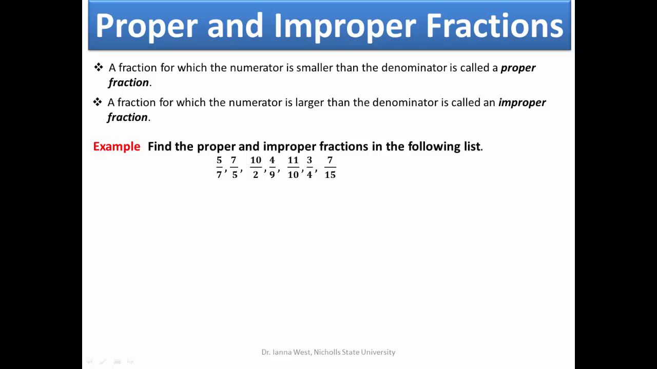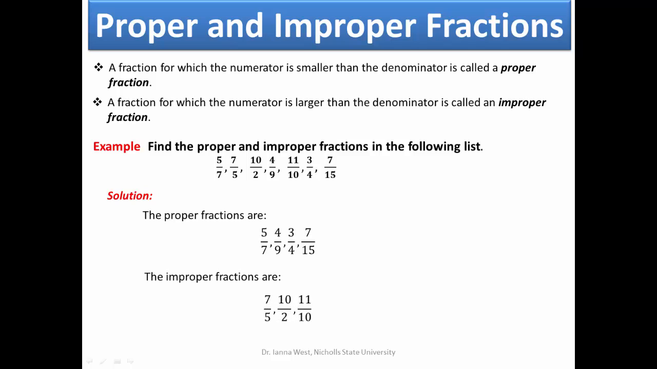For our example, we will find the proper and improper fractions from a list of fractions. The proper fractions are 5/7, 4/9, 3/4, and 7/15. Notice what they all have in common. The numerators are smaller than the denominators. The improper fractions are 7/5, 10/2, and 11 over 10. Notice that all the numerators are larger than the denominators. Also notice that 10 over 2 is actually the whole number 5.